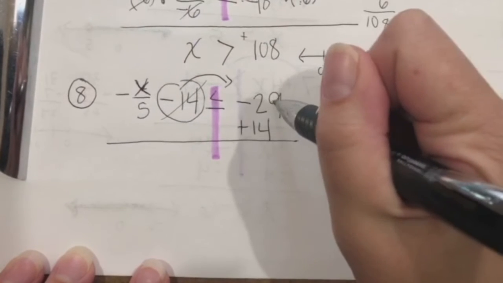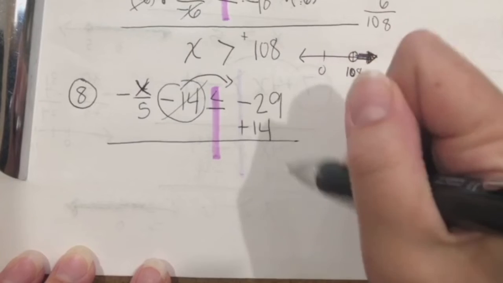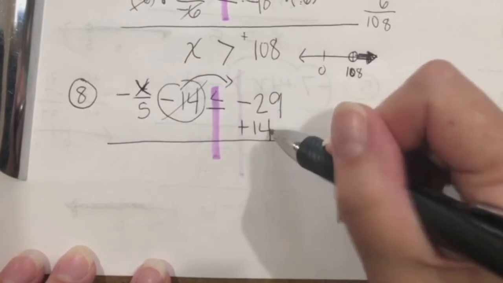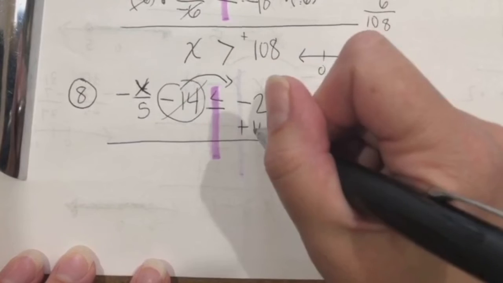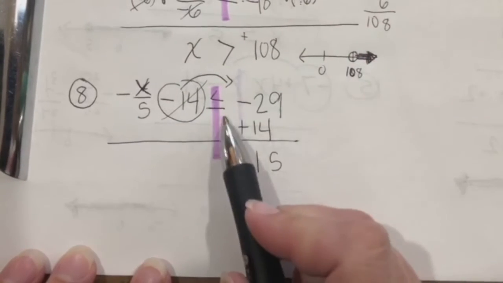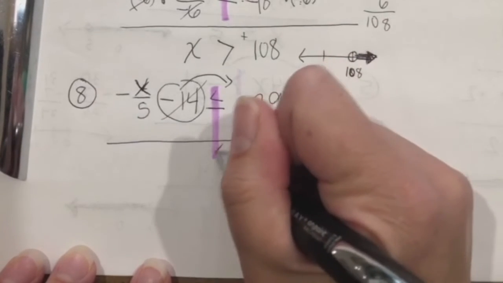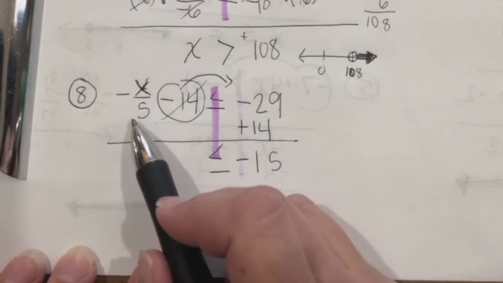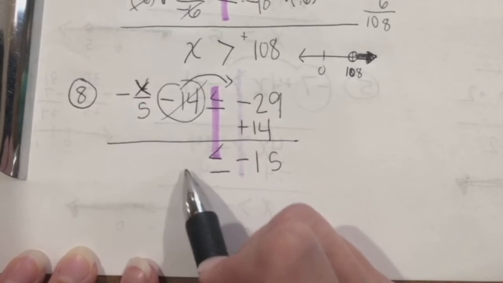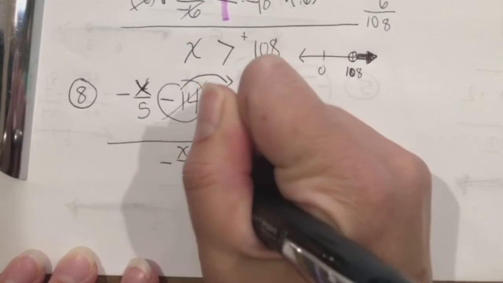29 is larger, so we'll subtract the 14, and then we'll make the answer negative. So 9 minus 4 is 5, 2 minus 1 is 1, and then it's negative. We didn't multiply or divide by a negative, we just flipped. So we're going to leave that the same. Okay, and then we're left with negative x over 5 on that side. Negative x divided by 5.